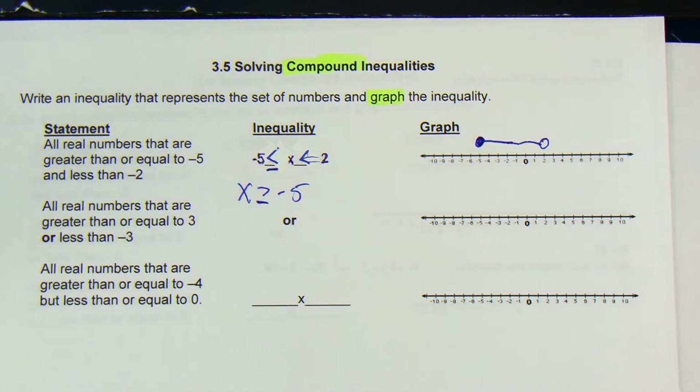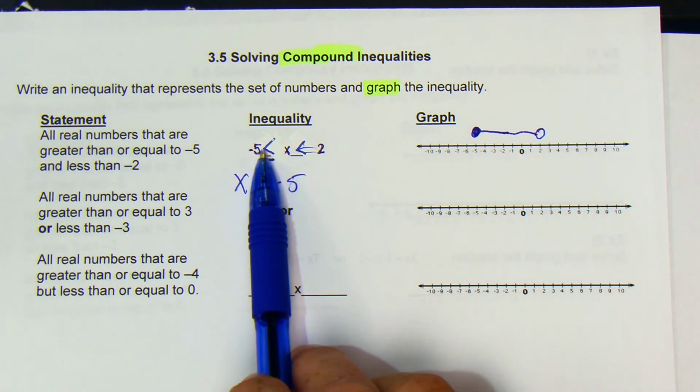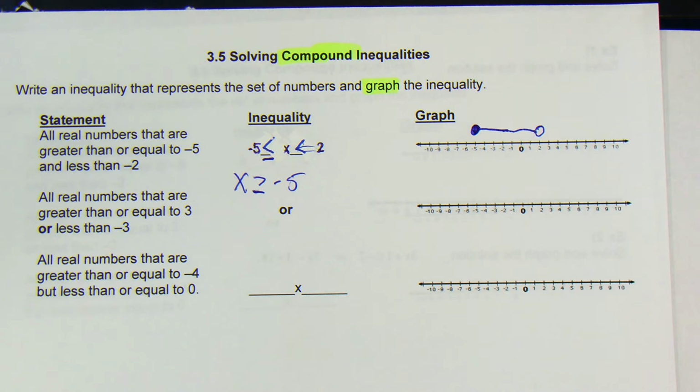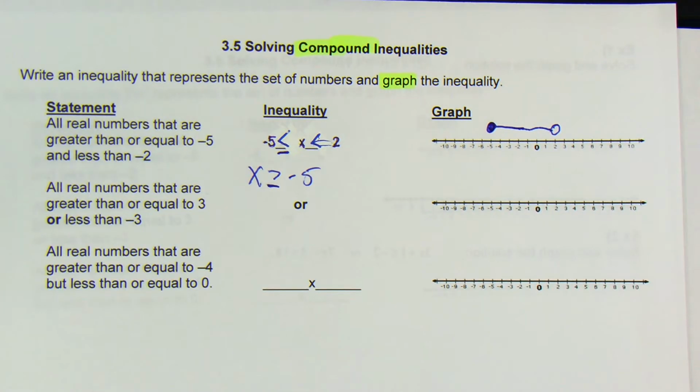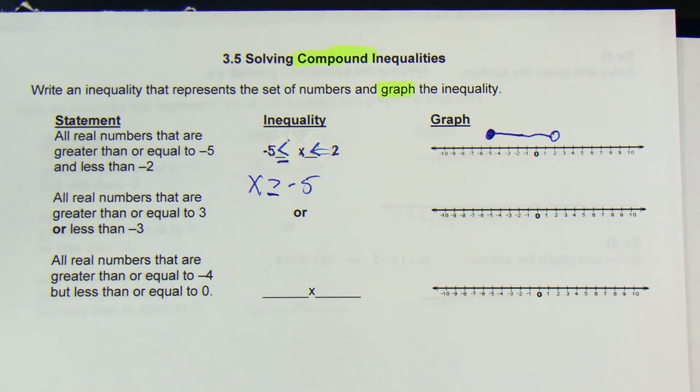We say less than because there's two less than signs. Next, we have greater. That's the other saying we will use a lot today: less than and greater. Now we have all real numbers that are greater than or equal to 3 or less than -3. So we're going to have two greater than signs basically. First we have all real numbers that are greater than or equal to 3.